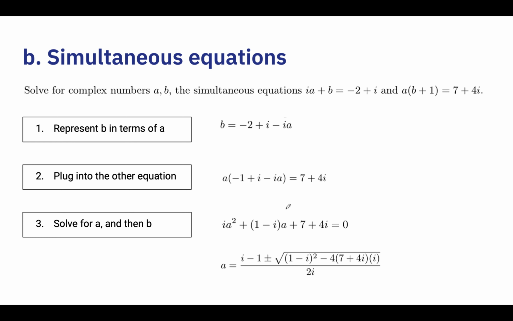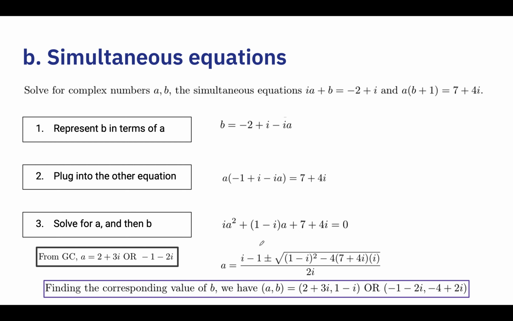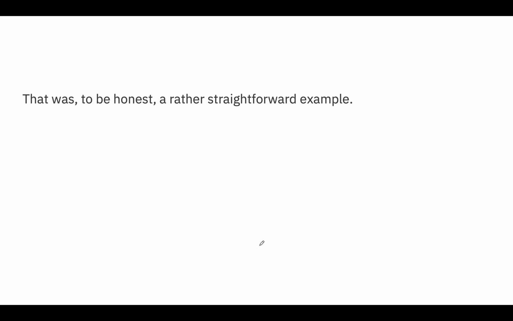So we can actually use the quadratic formula. Do remember, the quadratic formula still works even though your coefficients are not real. If we key into the quadratic formula, or if you use your GC rather, you'll get a equals 2 plus 3i or minus 1 minus 2i. As far as I remember, we can't use the scientific calculator to key in complex coefficients, so you have to use your GC's equation solver. After we get our values for a, we can then find the corresponding values for b, and we will have solved our simultaneous equations.